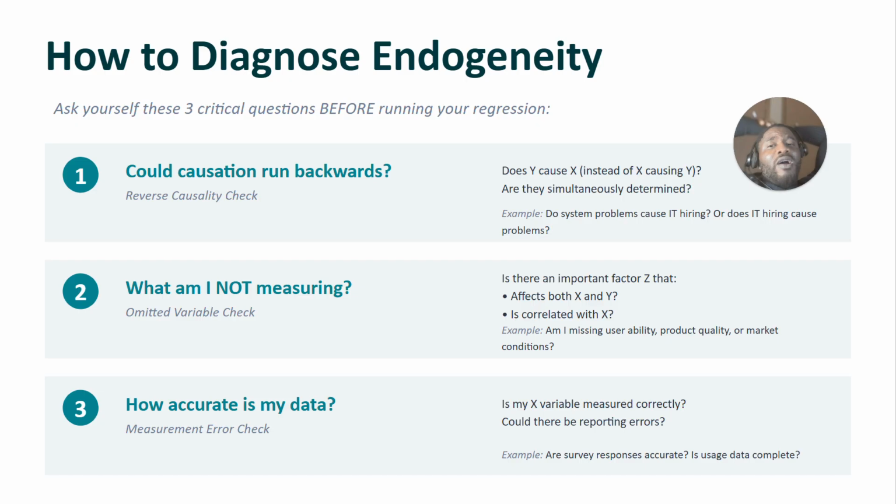Question 3, how accurate is my data? This is your measurement error check. Is your X variable measured correctly? Could there be a reporting error? Are your survey responses accurate? Is your data usage complete? You have to be honest with yourself when answering this question. The integrity of your entire estimate depends on it.